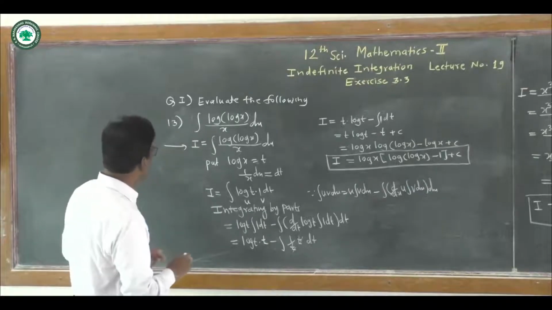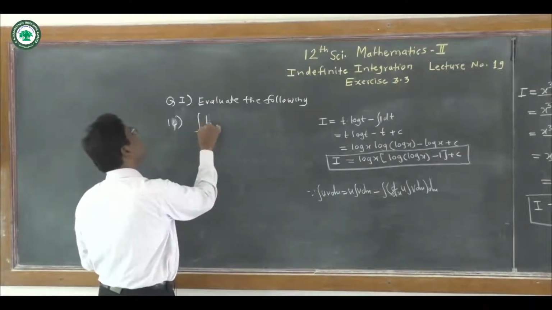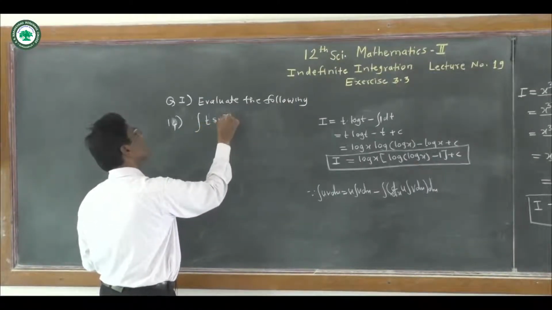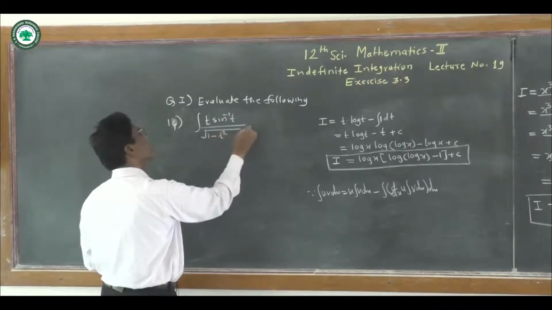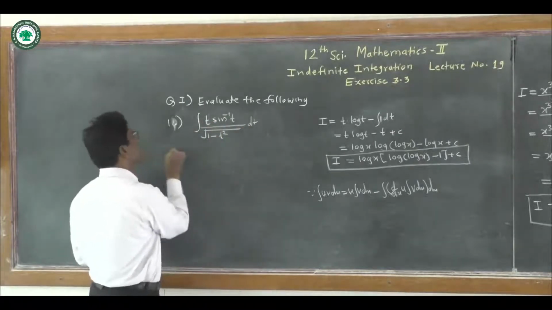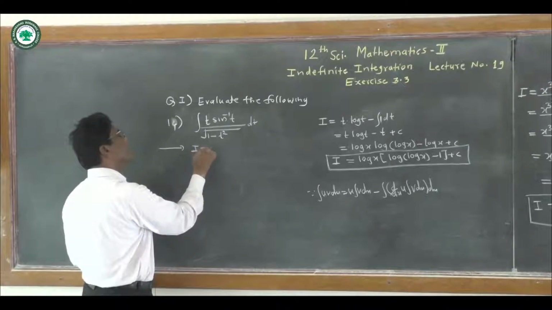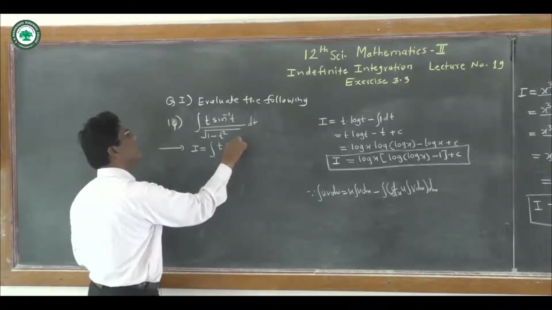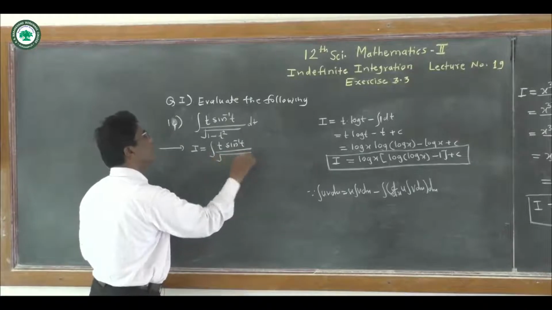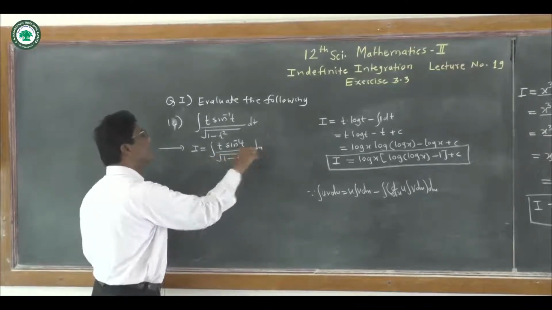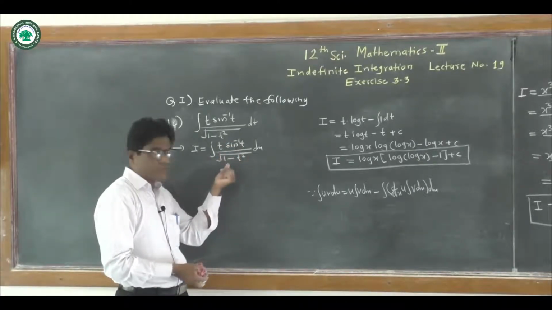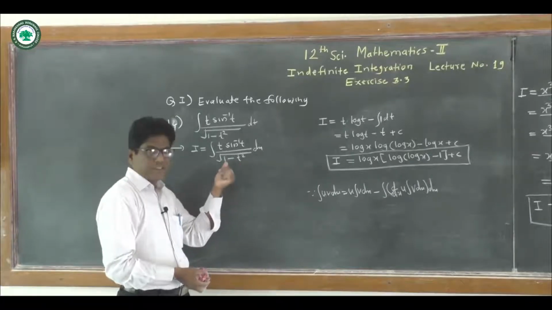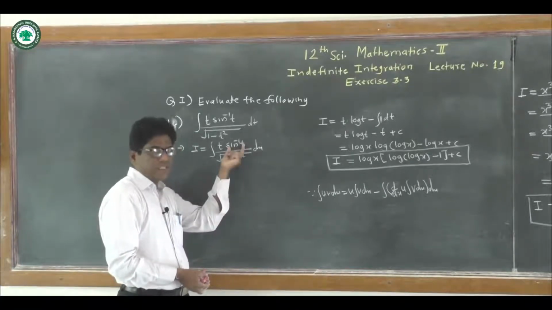Now here we see problem number 14th. Integration of t into sine inverse t divided by under root of 1 minus t square dt. Firstly call this as I. So let I is equal to integration of t into sine inverse of t upon under root of 1 minus t square dt. If we observe the problem, here derivative of sine inverse t is 1 upon under root of 1 minus t square, which is present here in the problem. So we put here sine inverse t as a theta, suppose.